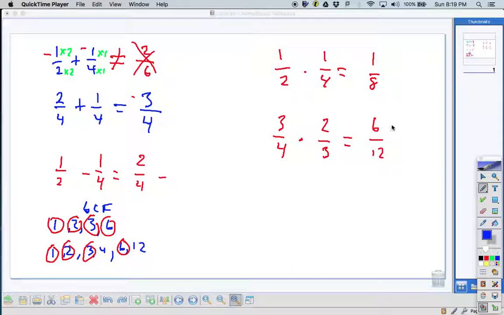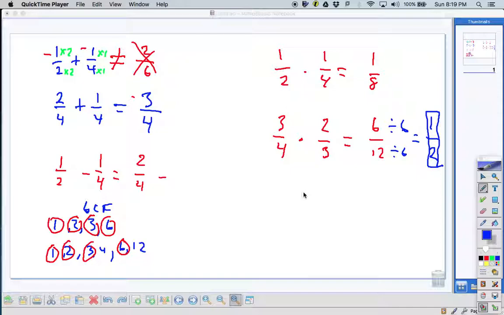So we're going to divide top and bottom by our greatest common factor, which in this case is 6. 6 divided by 6 is the number 1. 12 divided by 6 is the number 2. So 6 over 12 is reduced to 1/2. 1/2 is the correct answer.